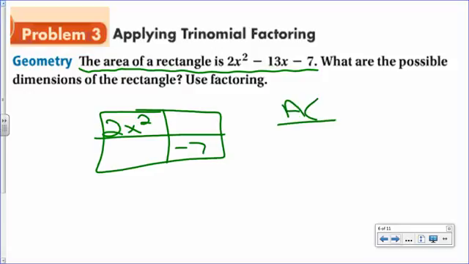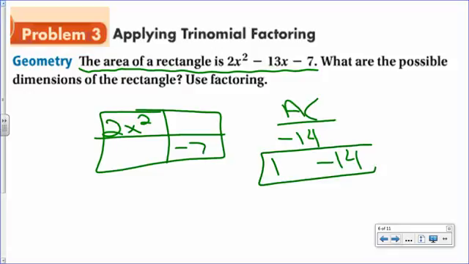All right, your AC number is negative 14. I think right now, to get to 13, I'm thinking of 1 and 14. But one of them's got to be negative, so the 14's negative, and the 1 is positive. If you add them together, you will get negative 13. 1x, negative 14x.